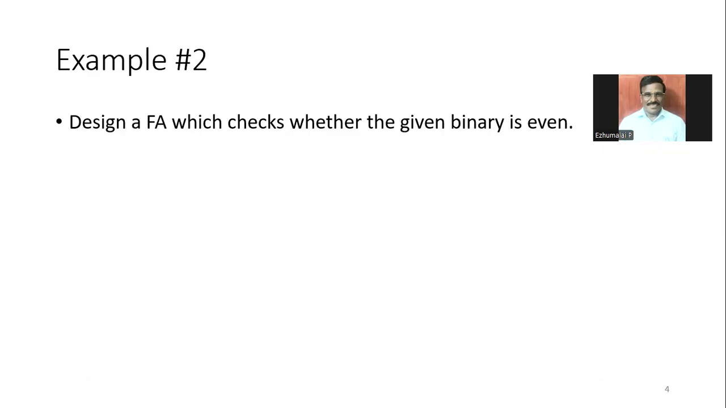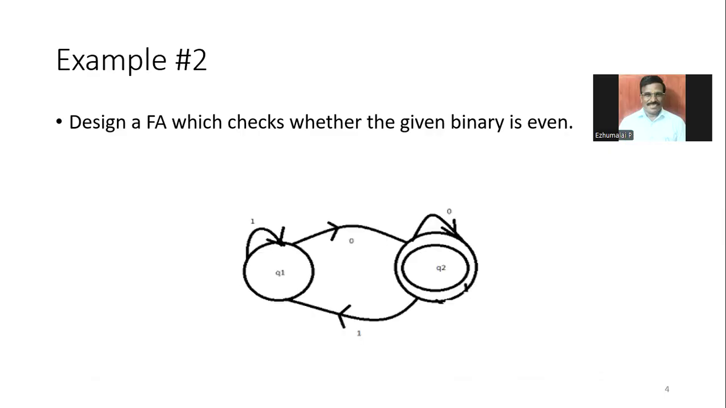Example 2. Design a finite automata which checks whether the given binary number is even or not. These are the two states, Q1 and Q2. If we give 0, it goes to Q2. If we give 1, it goes to Q1. Again, if we give 1 in Q1, it stays in Q1 only. If we give 0 in Q2, it stays in Q2 only. So if the number is even, this input will be accepted.